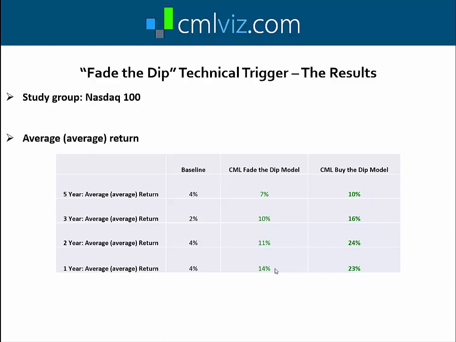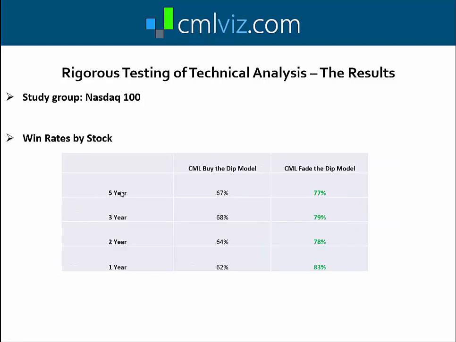But the trade-off is that a model which looks to be not bearish as opposed to naked bullish should see higher win rates. Let's examine that. Over 5 years, the fade the dip model showed a 77% win rate. The buy the dip model showed a 67% win rate. We see substantial outperformance with regard to win rates, as we saw on the prior slide, a substantial underperformance with regard to the average trade return.